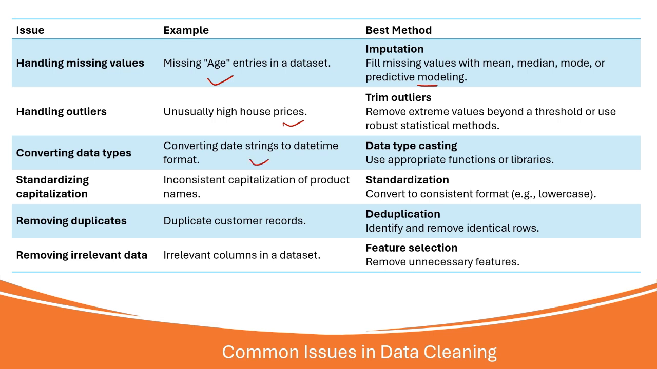Converting data types, as I just mentioned in a previous slide, it can be represented as a string or may not be a string. If it is supposed to be another type, it has to be converted, where you can use the proper typecasting libraries to convert this. Standardization on capitalization or lowercase on the product name or a particular field, so you can convert to a consistent format, for example lowercase or uppercase. Duplicate customer records: identify and remove the identical rows. Irrelevant columns in a data set: remove unnecessary features. These are some of the common issues and how we can handle them.